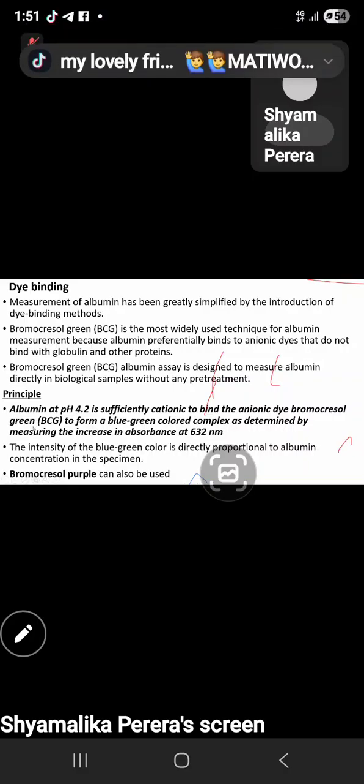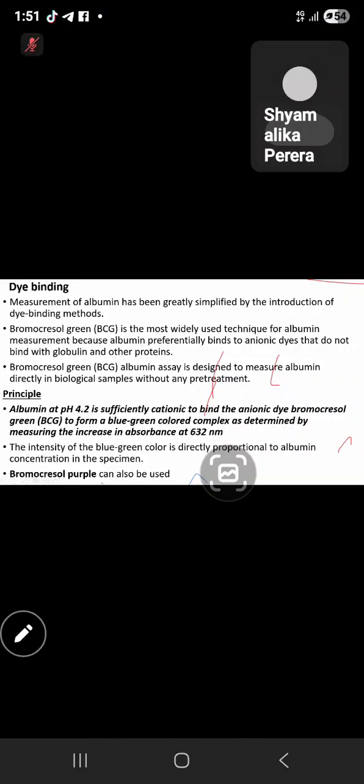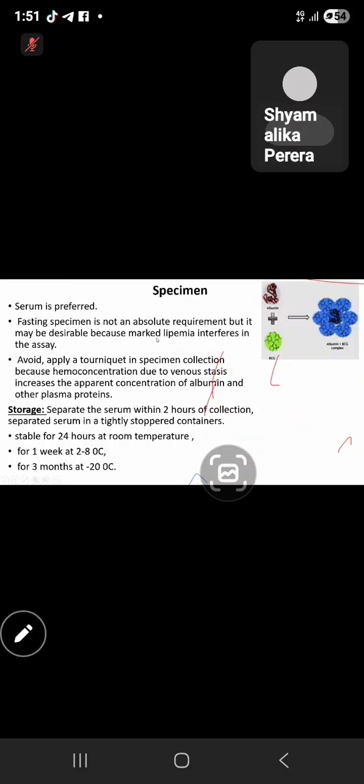So you can use either bromocresol green or bromocresol purple to detect the albumin levels. Serum is the preferable sample. Fasting specimen, as earlier, is desirable, not compulsory. It is better to avoid applying a tourniquet in specimen collection because of venous stasis; albumin concentration can change. For storage, separate the serum within 2 hours, and you can store your samples at 2 degrees for 1 week, and minus 20 degrees for 3 months.